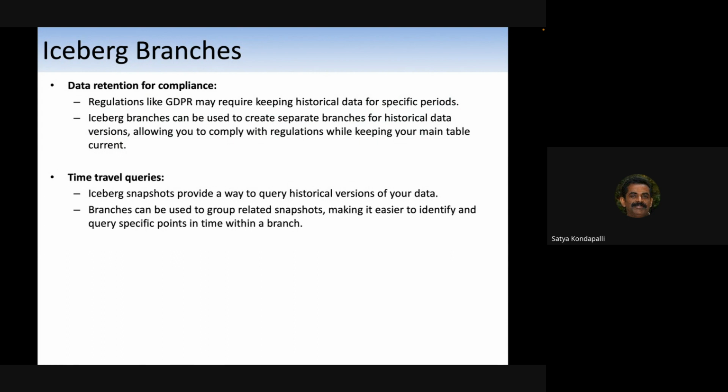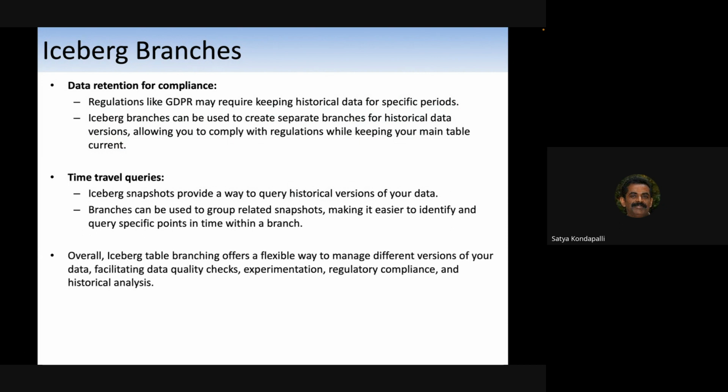So you can group related branches, then create a time travel, let's say after a quarter, or maybe every month, or every update, or every mass update, and whatever. So you can create a branch and do time travel. Okay. So overall, Iceberg branches offer a flexible way to manage the different versions of your data, facilitating data quality checks, experimentation, particularly for the ML team, QA testing, regulatory compliance, and historical analysis.